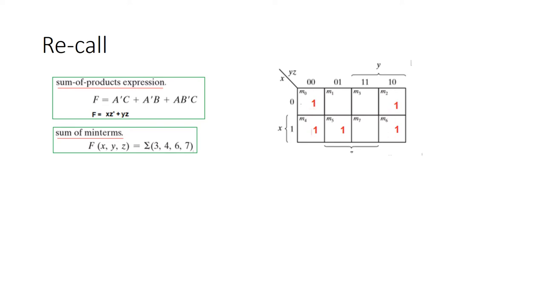So this will make a box of 4, and when this is left alone, then we also should try to combine it with at least one more, so we can combine it with this one to make a pair, or loop of 2.